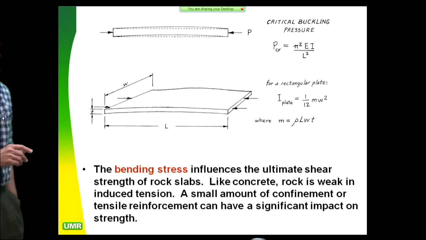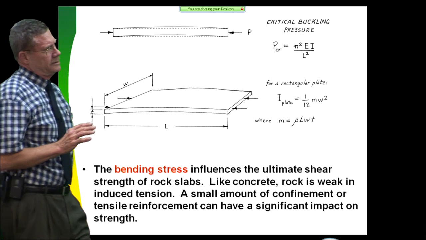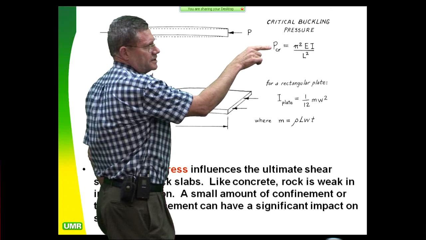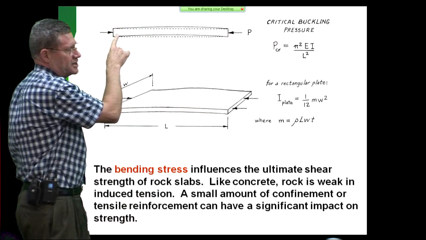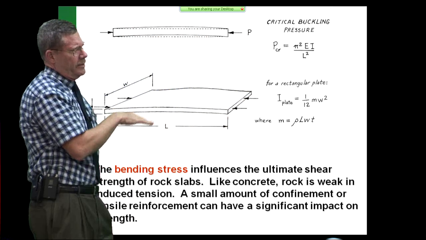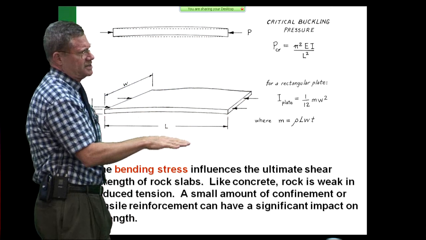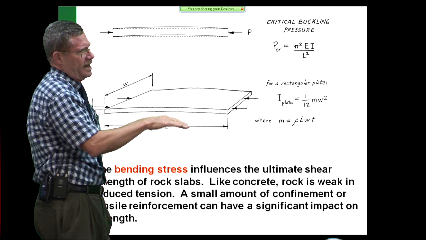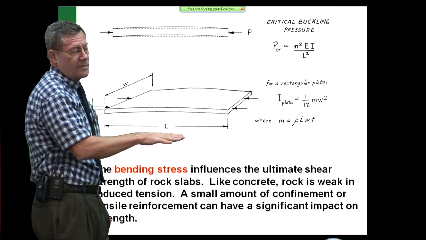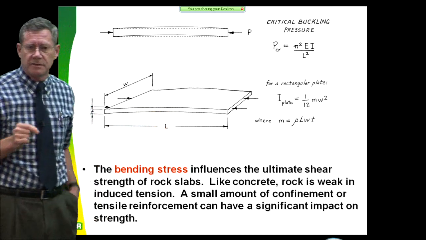So bending stresses are pretty easy to analyze. We can analyze critical buckling pressure just using typical solid mechanics things. We can actually look at these plates, which are very common in granitic rocks. And if we instrument these things, we'll see them going up and down, even in sandstones, with temperature cycles, as well as earth tides twice a day.